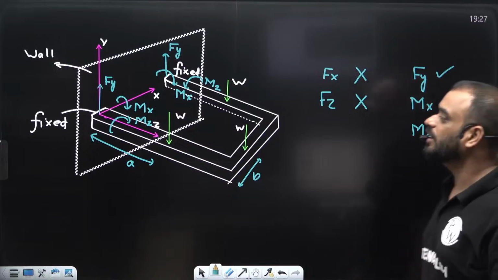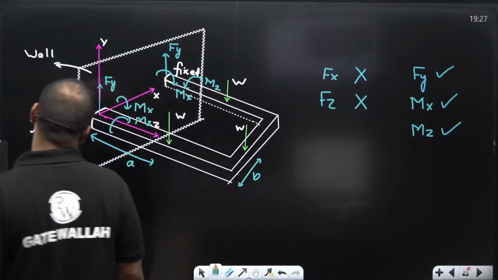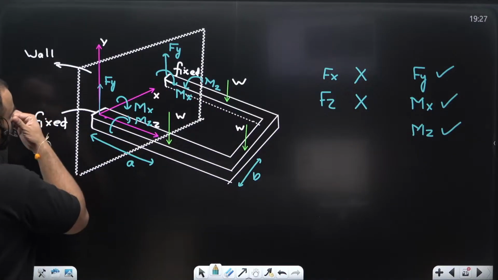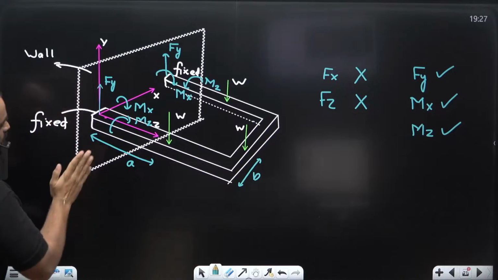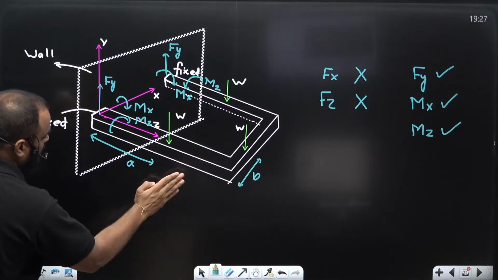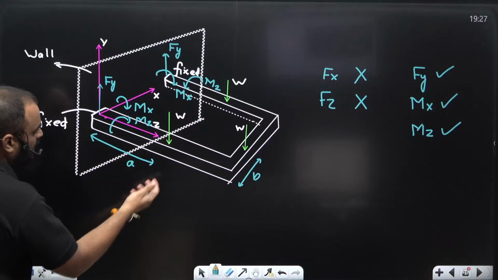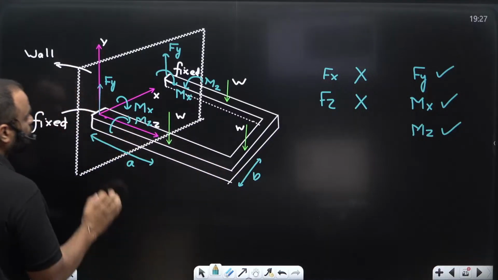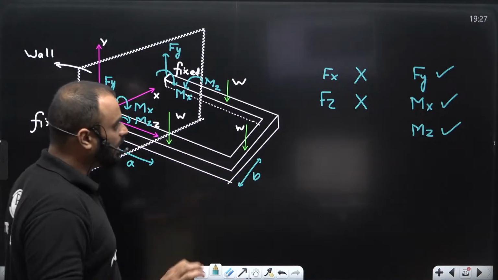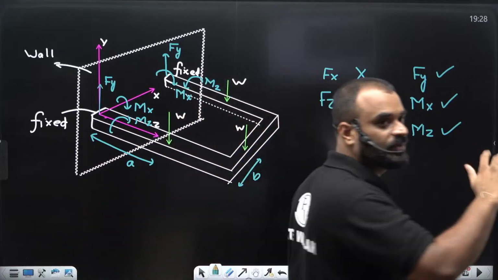But what about My? It will not develop. Why? Because if you want to develop My moment, you need some horizontal force like this. Then only it will create some moment about the y-axis, and we don't have any kind of horizontal force. Due to that reason, My moment will not develop in this particular case.